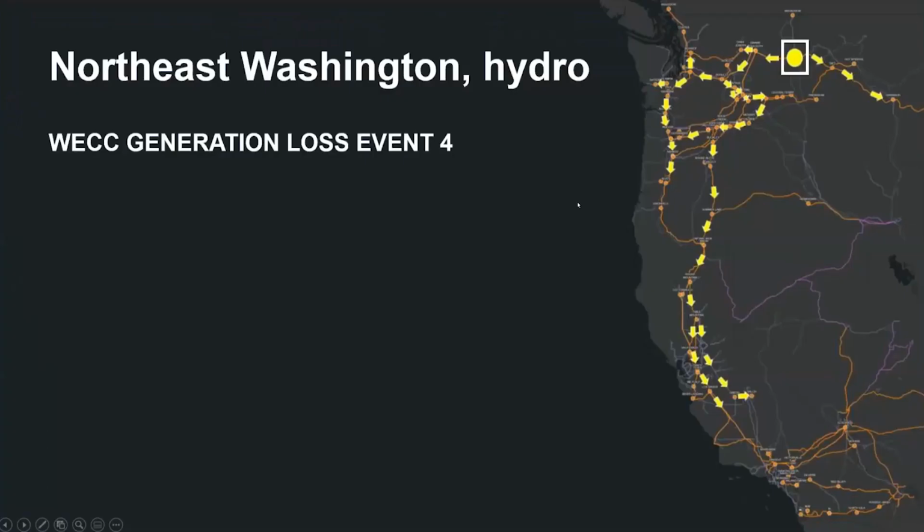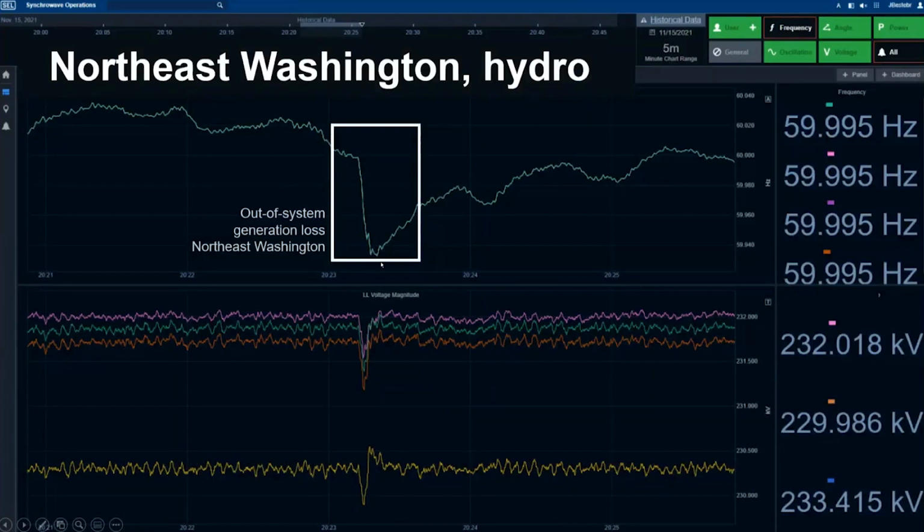I'll go ahead and go to the next event here. This event, again, in Northeast Washington, here you can see the closest PMU in this particular case. And you can see, again, how it's moving to the left and south and then moving to the east. So we can kind of identify that location. And here's that waveform again.